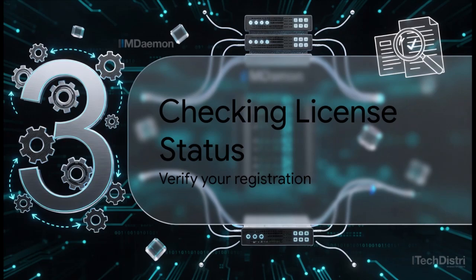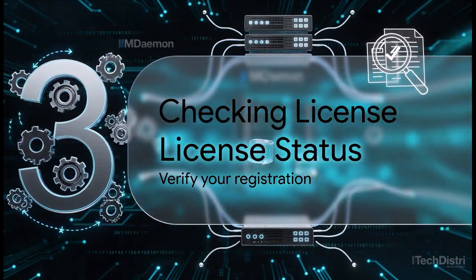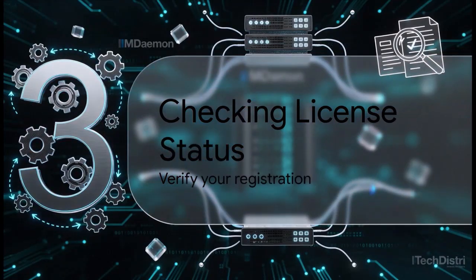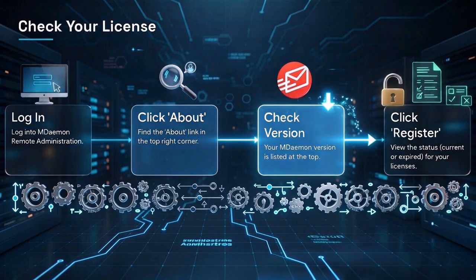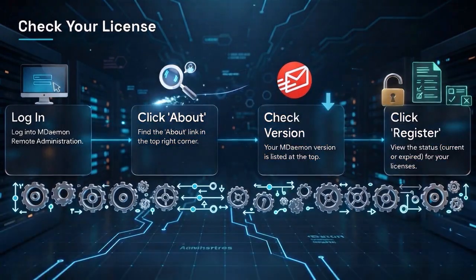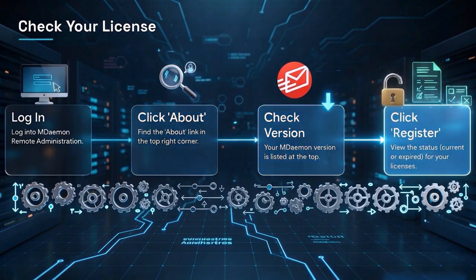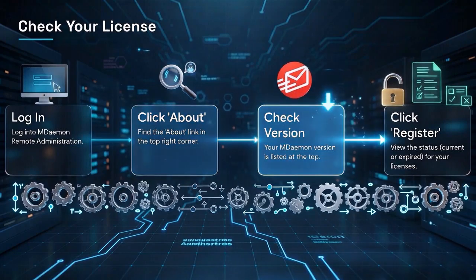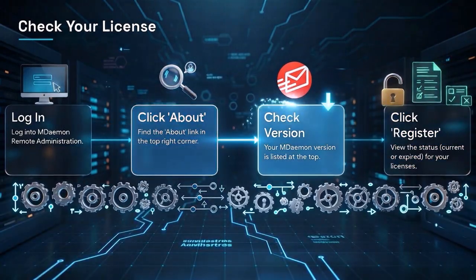Okay, so you know the rules now, but you're probably wondering, how do I actually check my own server? Let's do it. I'm going to walk you through exactly how to see your current licensing info right inside the MDaemon software itself. It's actually so easy. You just log into MDaemon Remote Administration, look for the About link up in the top right, and give that a click. Right away, you'll see your version number. Then hit the registration button, and that screen tells you everything you need to know. The status of your main license, all your add-ons, whether they're current or expired, it's all right there.